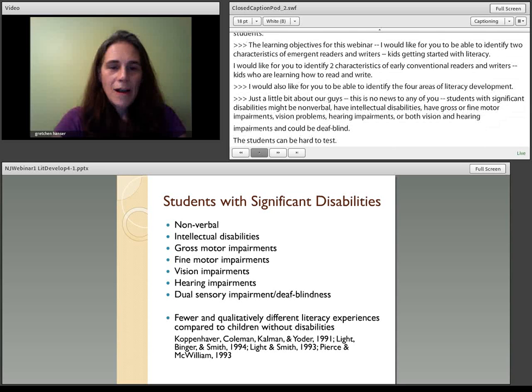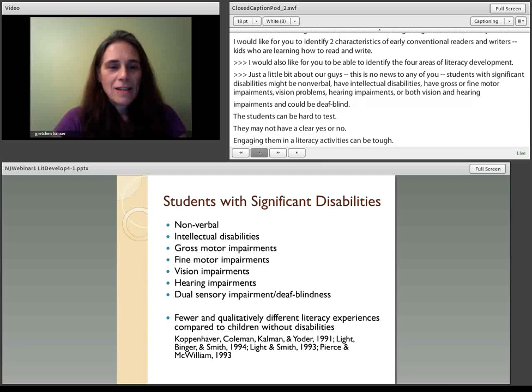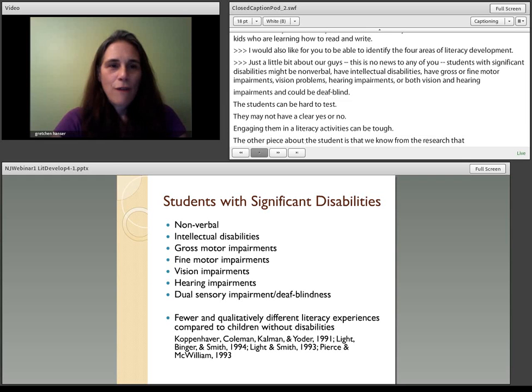The other piece about the students is we know from the research they have fewer and qualitatively different literacy experiences compared to kids without disabilities. So that's going to mean that our kids have some real fragmented understandings about what literacy is.